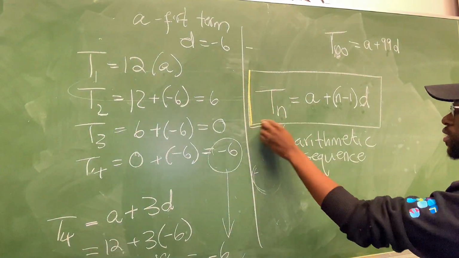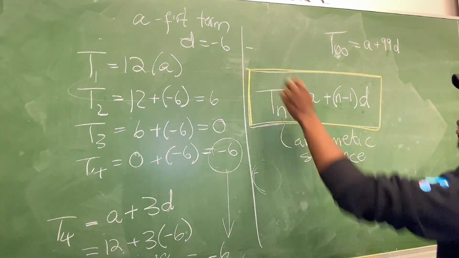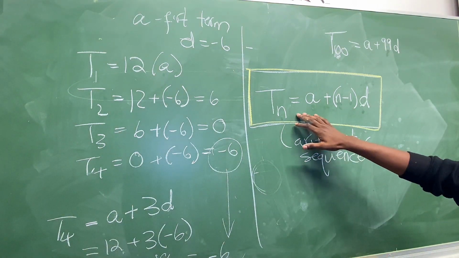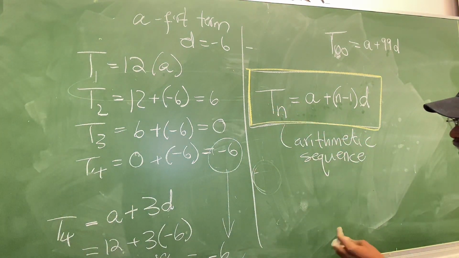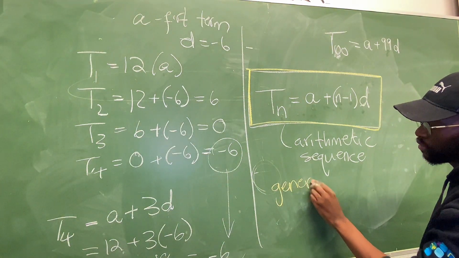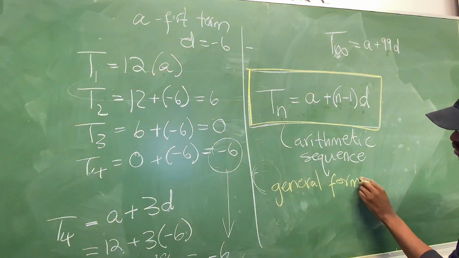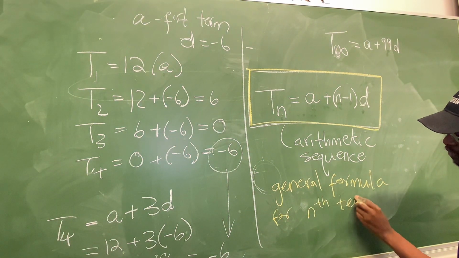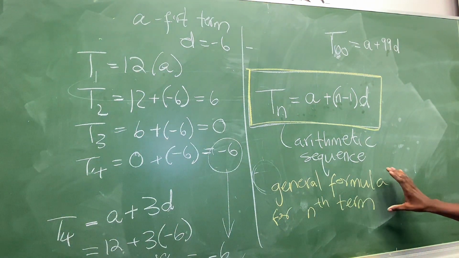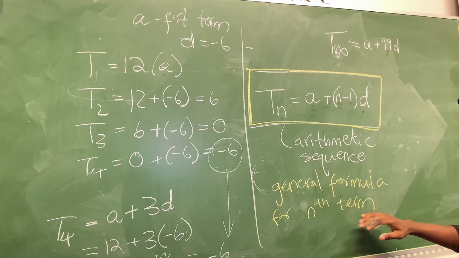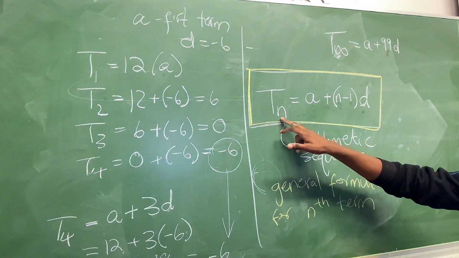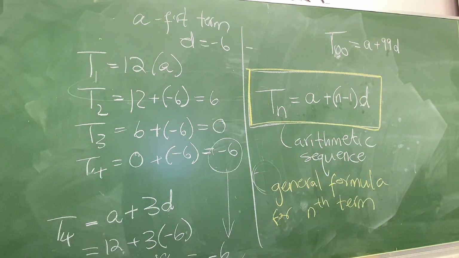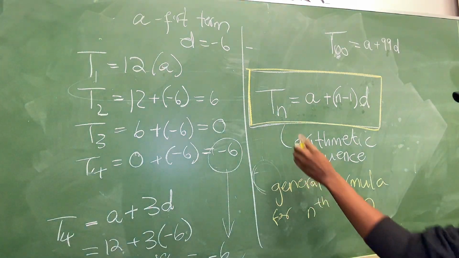This formula that you see here, we call this the general term, the general formula for the nth term. Let me write that down. This is the general formula for the nth term. So if they ask you to find the general formula, they mean that find Tn. Find the formula when our position is not specified.